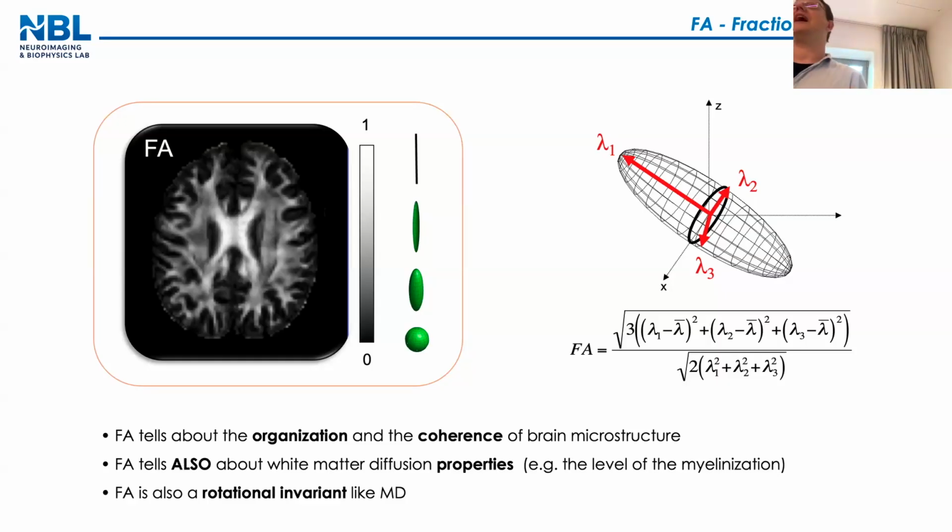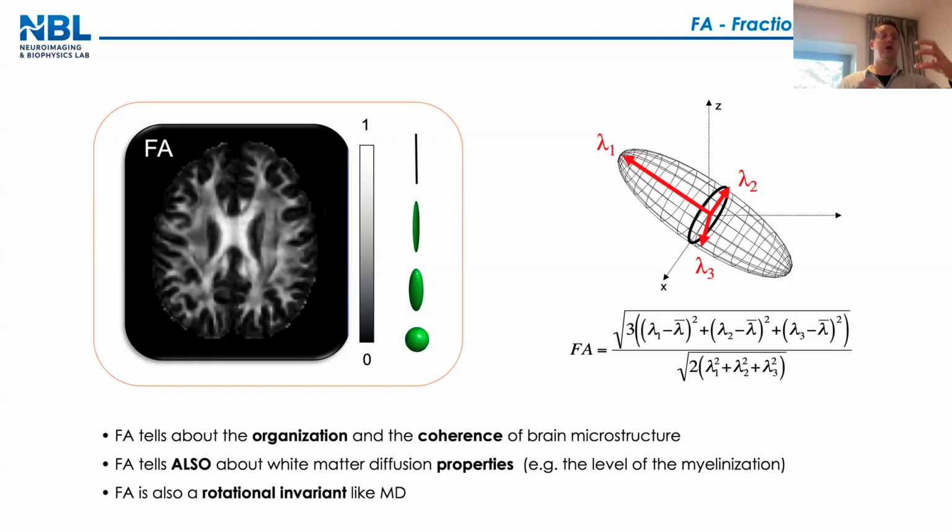For example, we have very high anisotropy when fibers are parallel, like in the corpus callosum, where we get closer to 1. When we go more lateral, we can see lower anisotropy because the fibers are less coherent, start to fan out, there is crossing, etc. FA is lower. So FA is a measure of the shape of the tensor, okay? And like mean diffusivity, this index is also rotationally invariant.